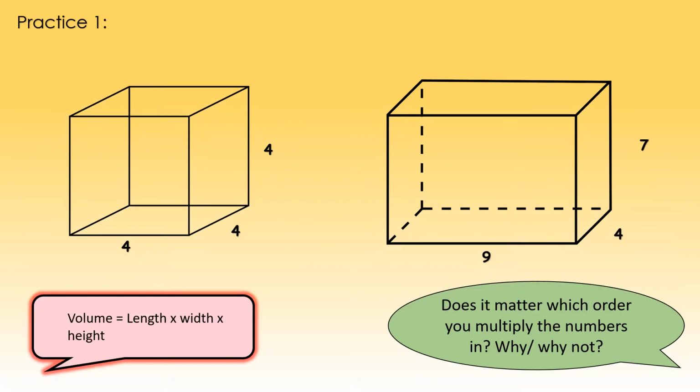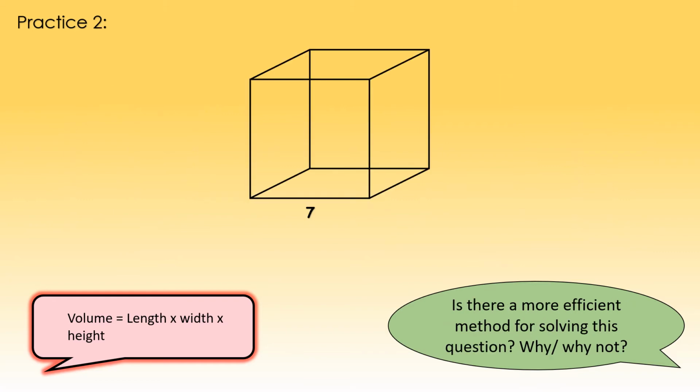Okay, so does it matter which way round we multiply the numbers? Why? Why not? Maybe give it a go, swap it round, maybe do 9 times 4 times 7 or 7 times 9 times 4 and see if you get the same answer. Okay, if we do 4 times 4 times 4, we're always going to get the same answer. So remember 4 times 4 is 16, and then we need to do 16 times 4, which is 64.